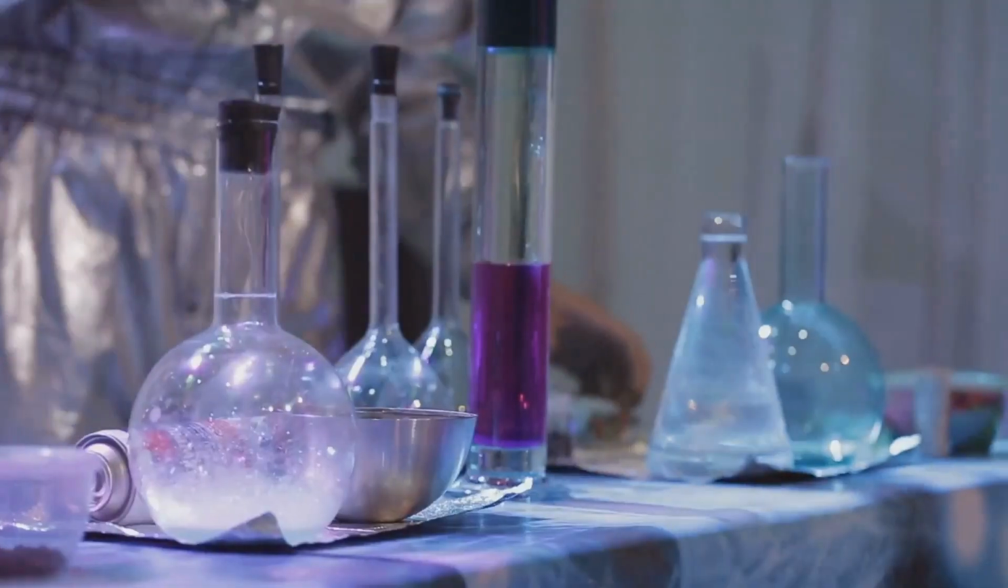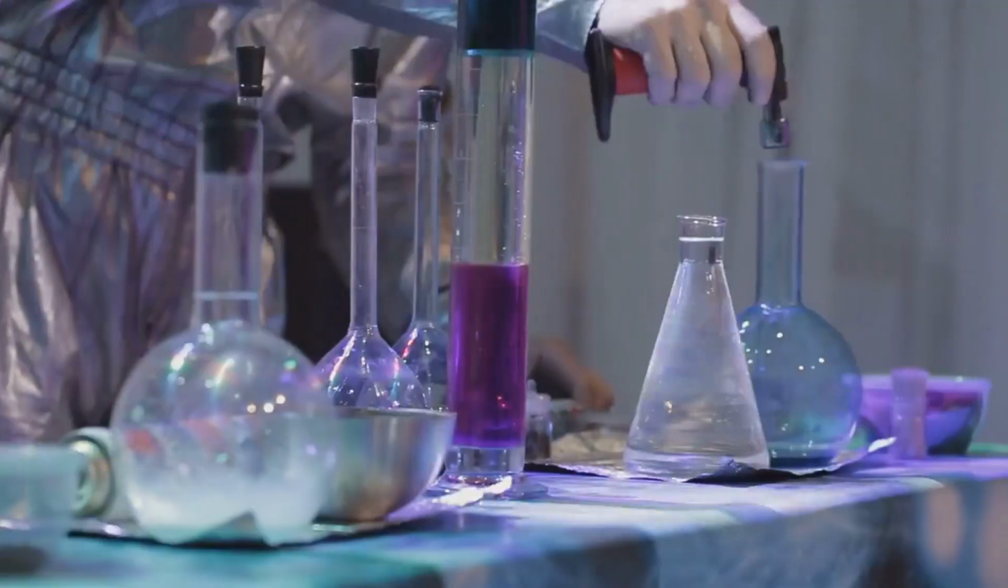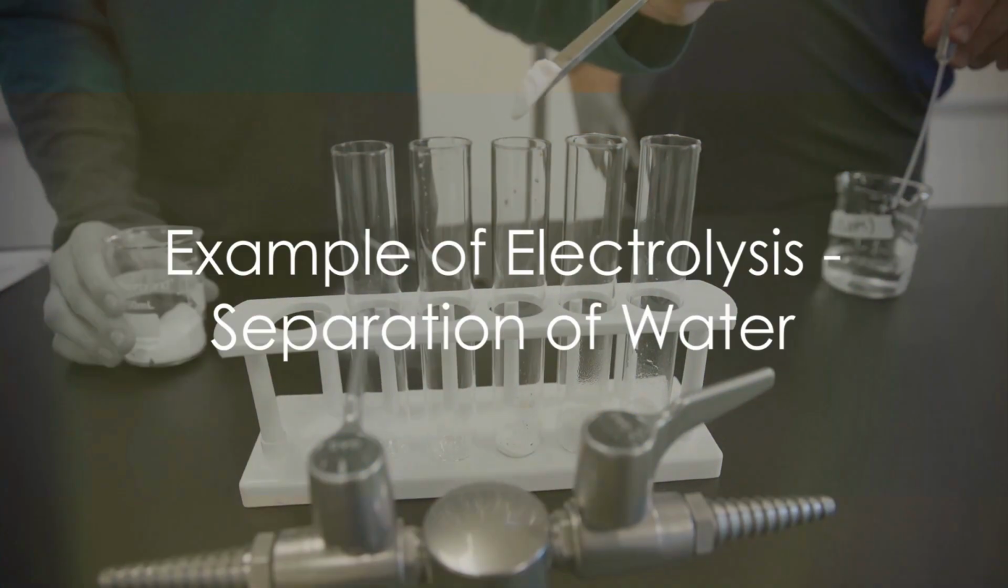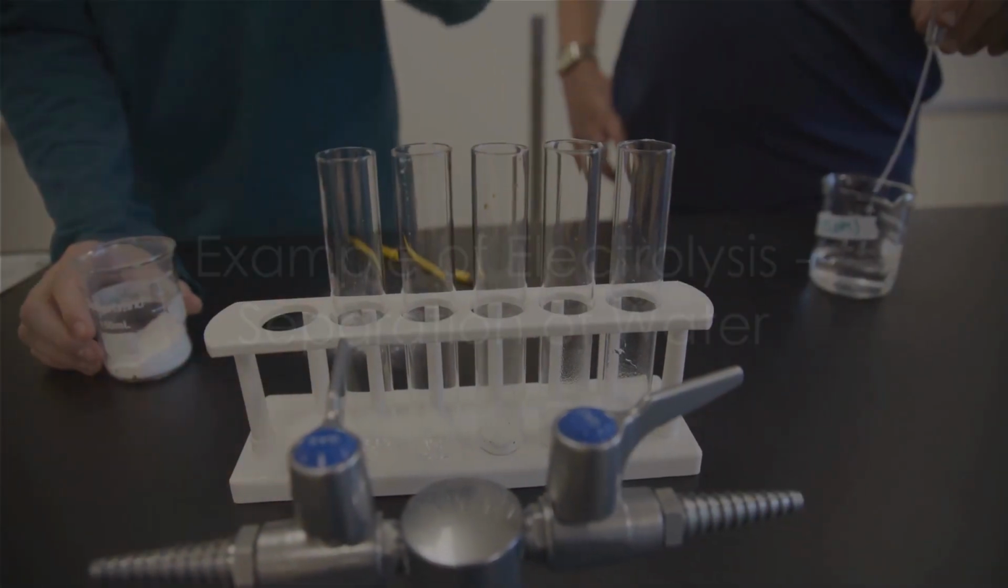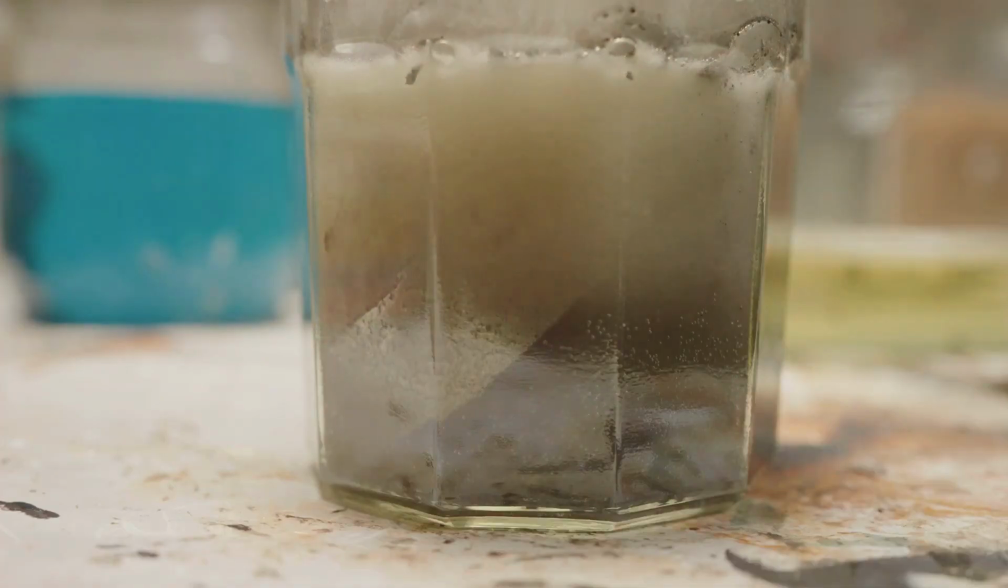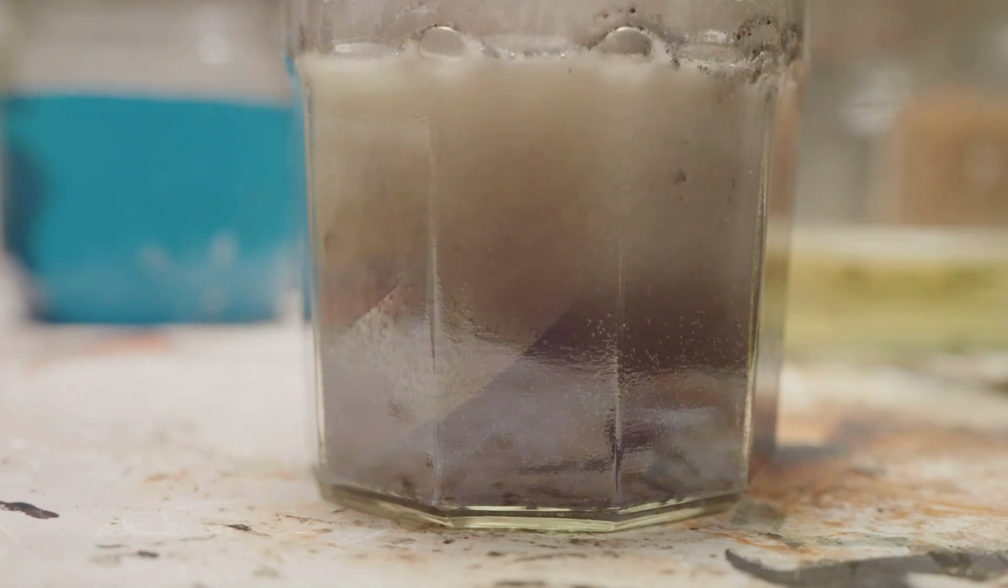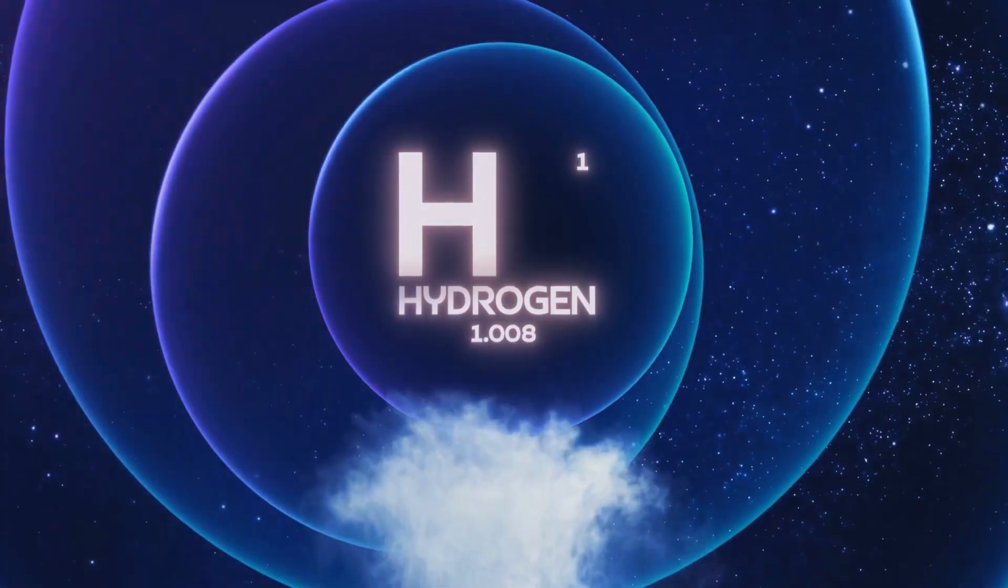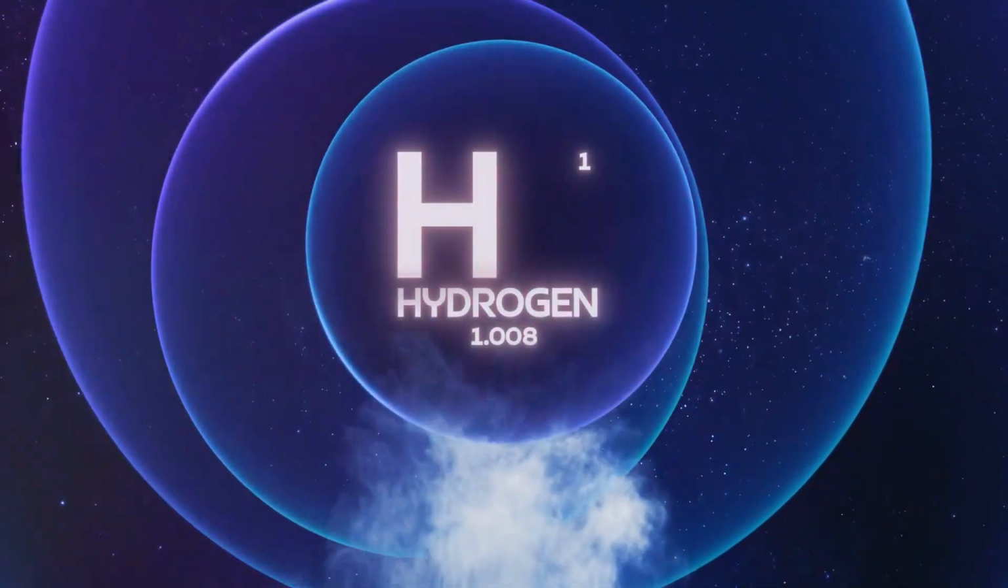They are no longer ions but atoms or molecules, stripped of their charge and free to exist in their elemental form. A classic example of electrolysis is the separation of hydrogen and oxygen from water. When an electric current is passed through water, it breaks down into hydrogen and oxygen. The hydrogen ions move towards the cathode where they gain electrons and form hydrogen gas. On the other side, the oxygen ions move towards the anode, lose electrons, and form oxygen gas.